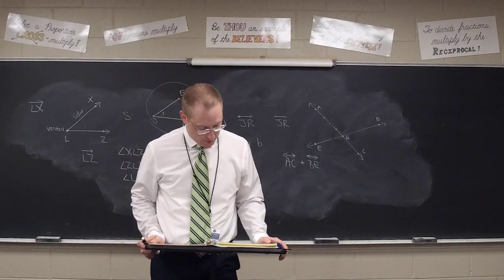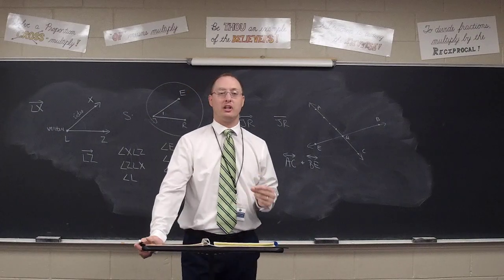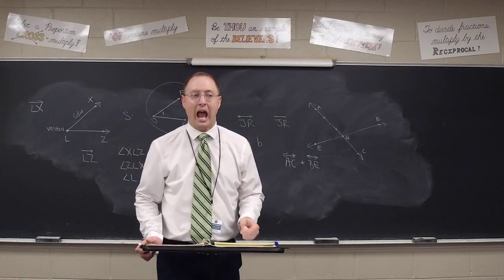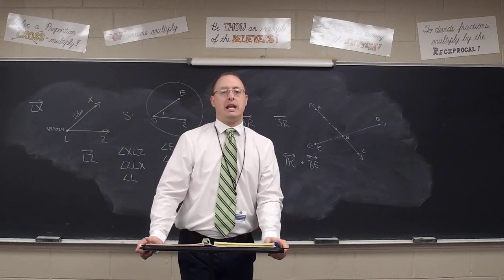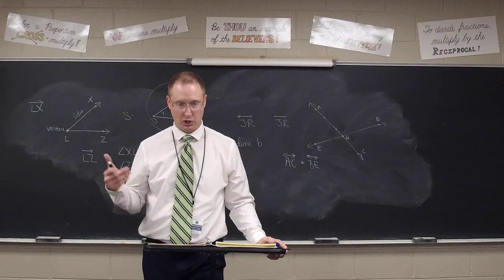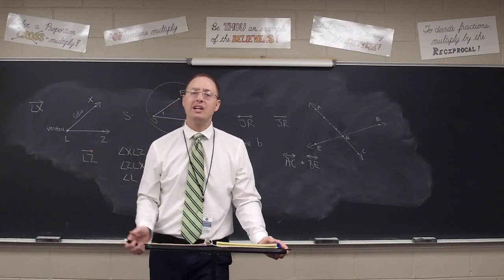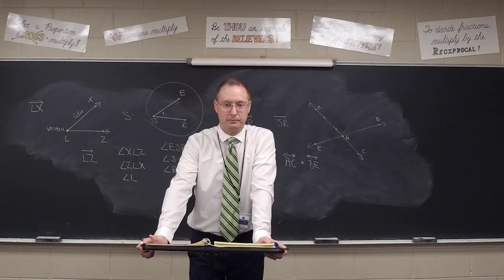All right, the next type of lines are special intersecting lines. These are lines that intersect at what's called a right angle. Now, most of you know a right angle has how many degrees, class? 90 degrees. Why do you suppose we call it a right angle?